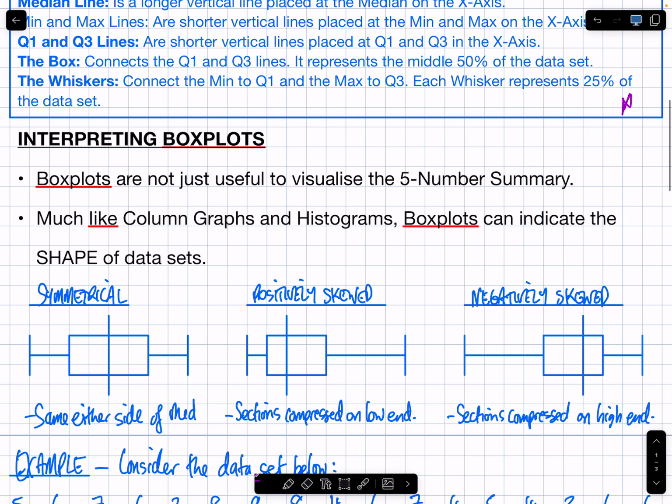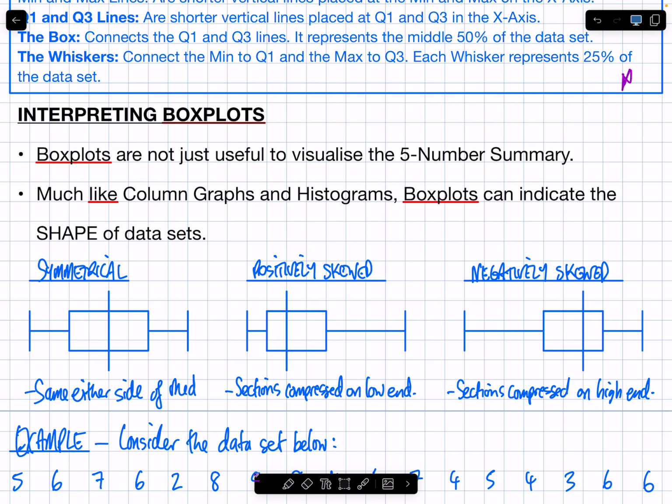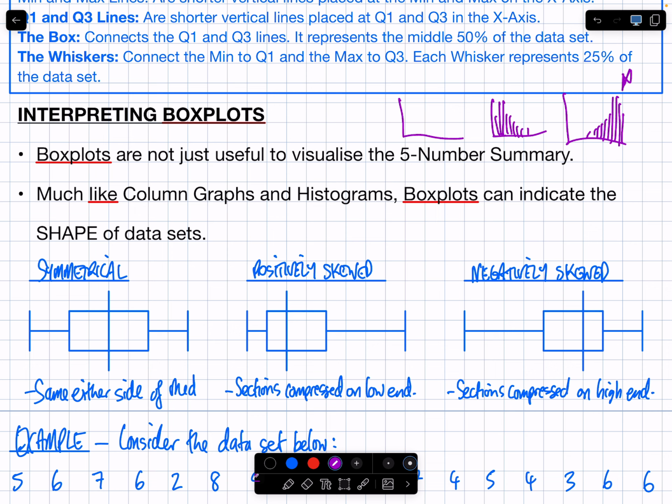Okay, you would have remembered at the start of this whole topic, we talked about the skew of column graphs. So if I did a quick diagram of a column graph, if I had more data on the high end, we said that was negatively skewed. If there's more data here on the low end, we called that positively skewed. And if it looked the same on either side, we said it was symmetrical.